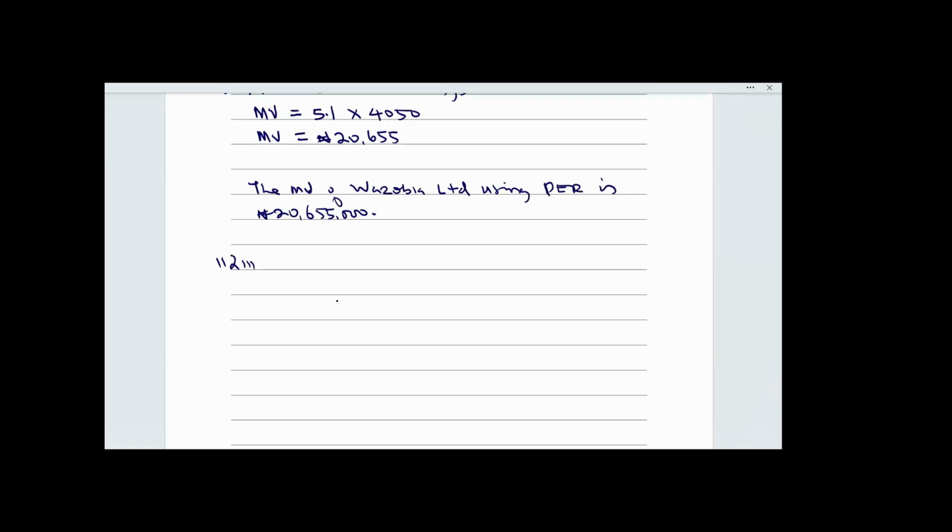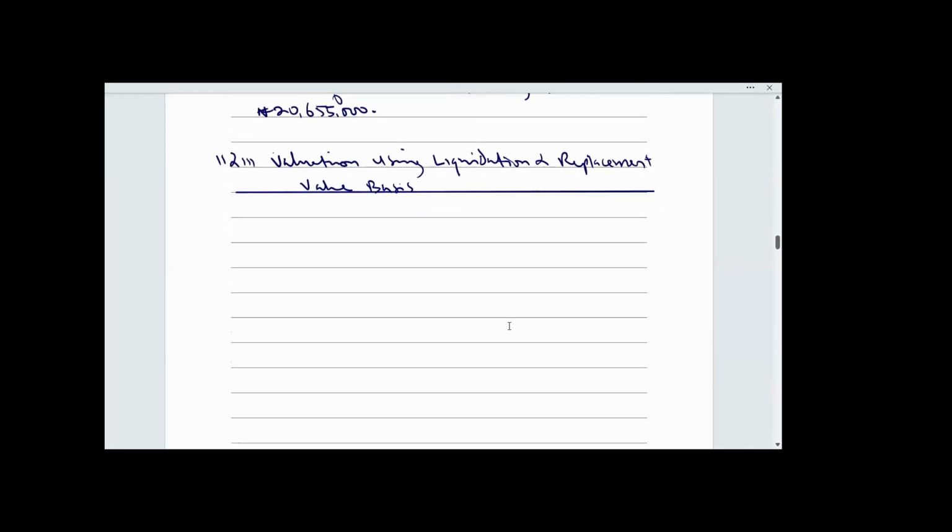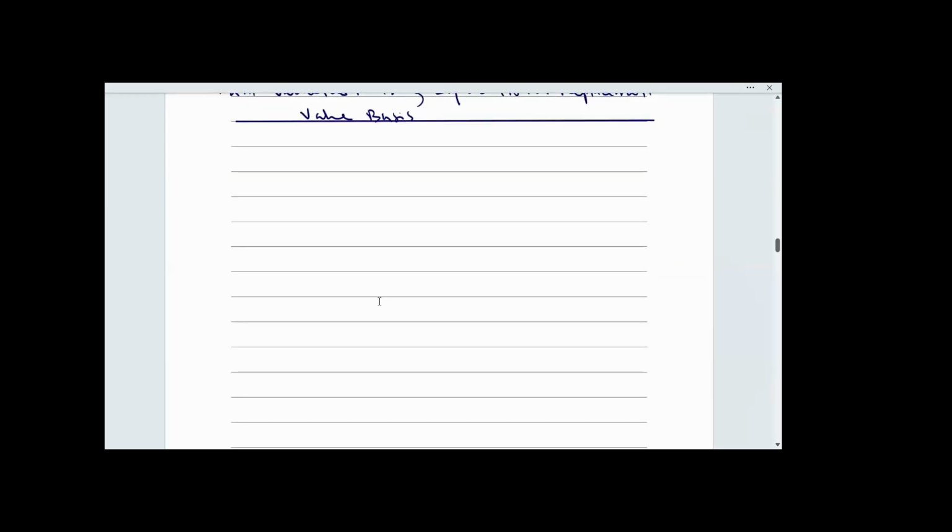So here I will say market valuation using liquidation and replacement value basis. We can use one table to do this. You know, there are 4 different forms of asset-based approach. We have the book value basis, replacement value basis, liquidation basis, and then realizable value basis. All of them, you can categorize in a table. You can rank everything in a table. Of course, in your final analysis, you can then pick them one by one to express your value.